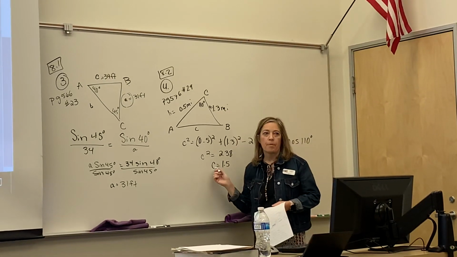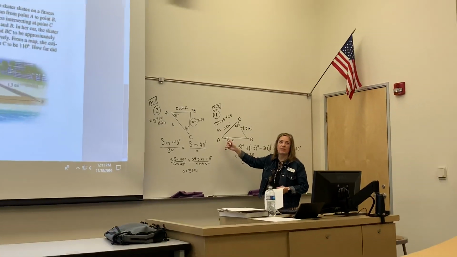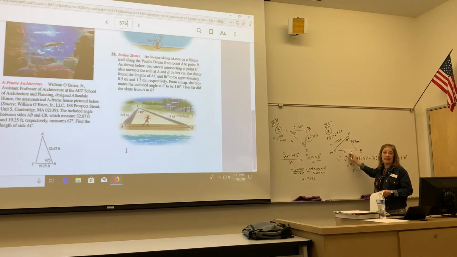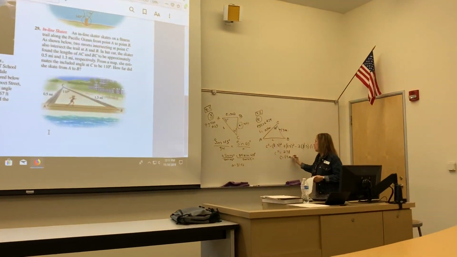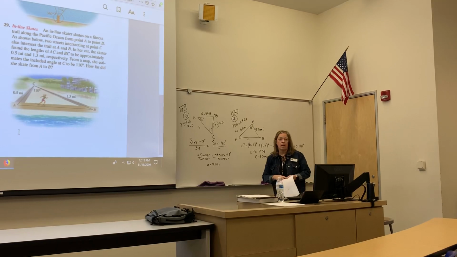So going back to our problem, what they wanted us to find is what is that distance for that skater from A to B? Well, we just determined what this side is right here. So little c is going to be 1.5 miles, the distance that that skater skated. Okay, any questions?